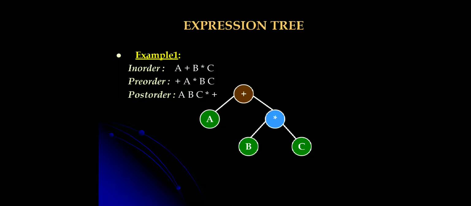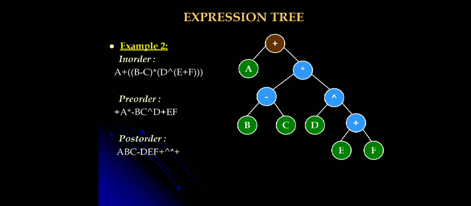Do the pre-order traversal for the same tree. First we need to visit the root, then traverse the left subtree in pre-order and the right subtree in pre-order. So the root is plus, go to the left subtree, visit the node, it is A, come to the right subtree, and here first visit the root star, then B C. So plus A star B C is the pre-order traversal you got, and it is a prefix expression. Similarly, if you do the post-order traversal, you are going to get the postfix expression.